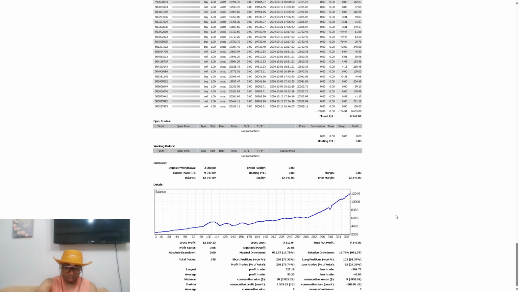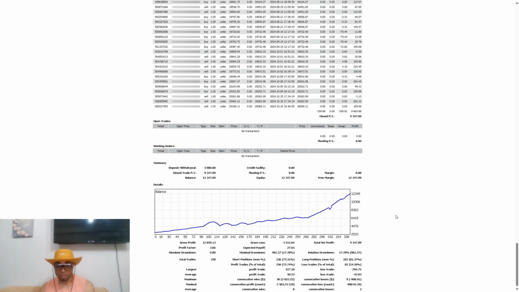I don't rely on relative drawdown because I think it's misguiding for me personally. The most important thing for me is floating open drawdown, because that tells me the health of my account. Okay, the higher the drawdown, the more you're at risk basically.